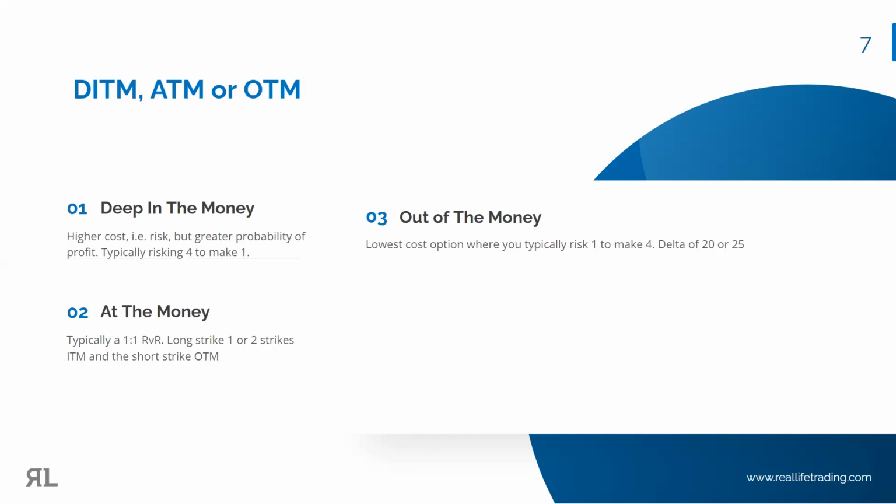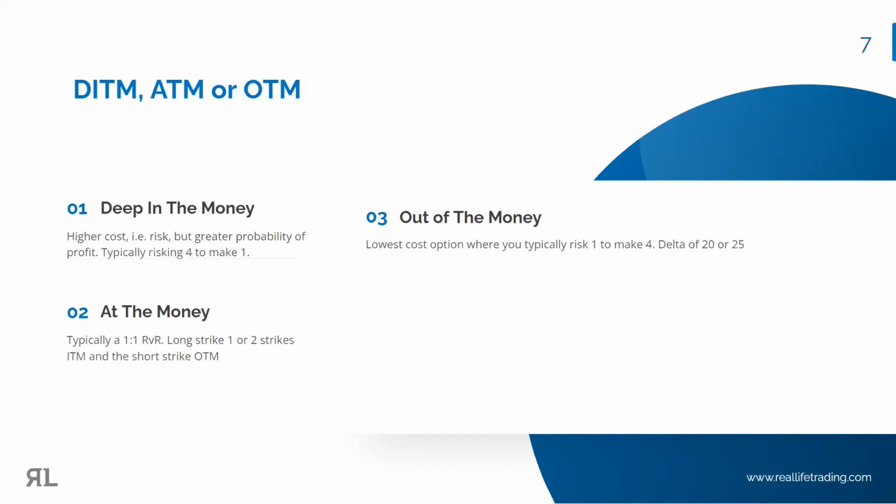So those of you who might follow Tony and his credit spreads, it's kind of the similar risk profile as doing a credit spread, except that it's a debit spread. So you're typically risking 4 to make 1. Now, the other option is at the money. And with an at the money debit spread, you're typically looking at a 1-to-1 risk versus reward.